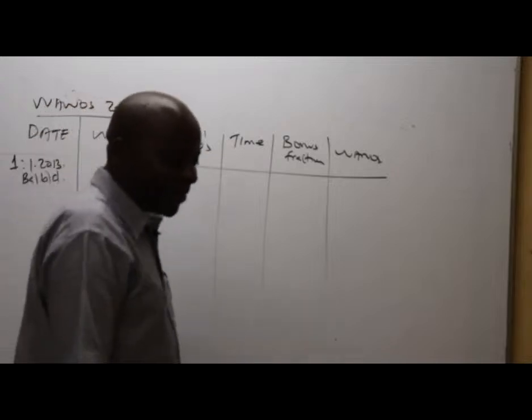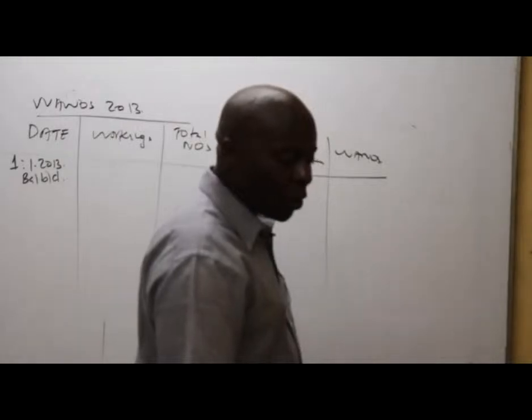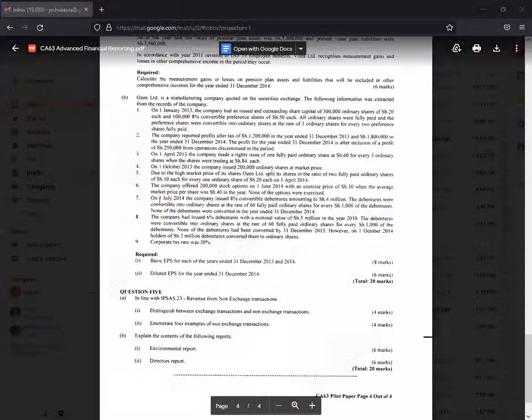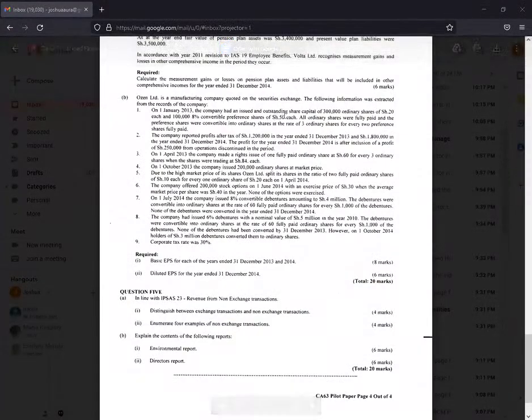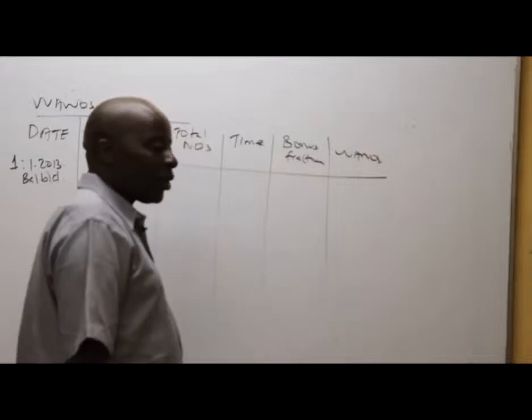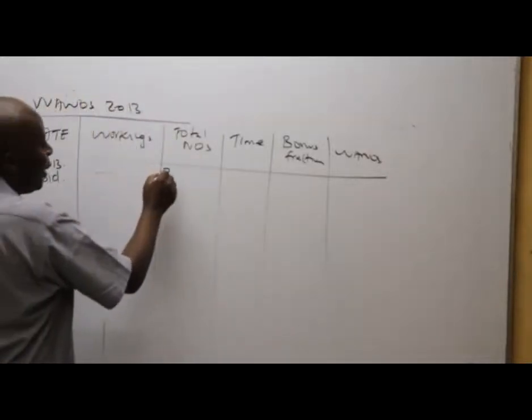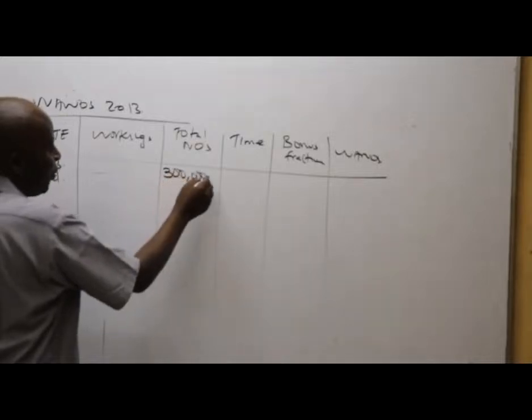300,000? Please don't bring preference shares here. Here we are only bringing a number of ordinary shares. So in this case, on 1st of January, the company had an issued and outstanding share capital of 300,000 ordinary shares. And please remember, we bring the number of ordinary shares. So here, the balance brought down, we put it in the working. So the total number that we began with was 300,000.